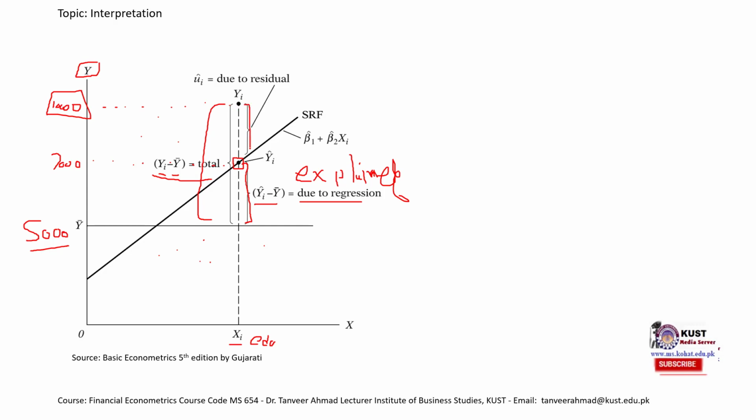So if this part of the variation is the explained variation, this other part is the unexplained variation, what we call the residual. Now what we have understood is that there is a total variation, and that total variation is divided into two parts. One is the explained variation and the second is the unexplained variation.